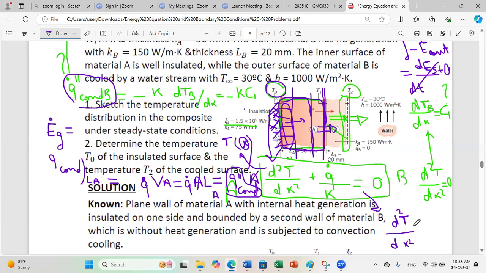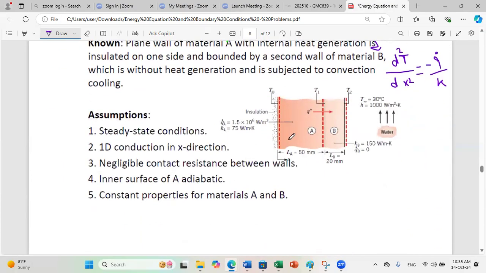0. Okay, so if we want to draw the profile of temperature, we can draw a second degree parabola having a maximum at X equals 0. So here we have a maximum. And then you have a decrease of temperature, okay? And at this point, if you want, the slope will be the highest. dT by dx is the highest at the interface between A and B, because as we mentioned, Q conduction will be maximum at this level.